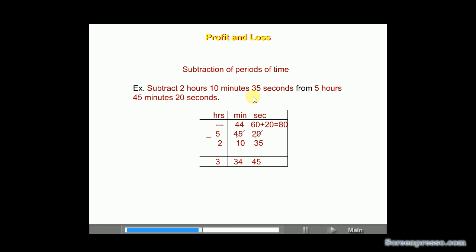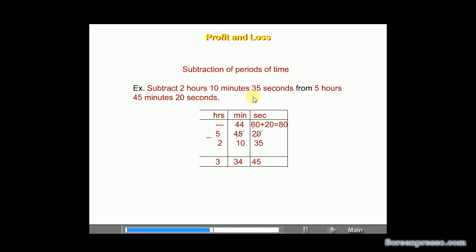As we cannot subtract 35 seconds from 20 seconds, let us borrow 1 minute from 45 minutes. That makes 45 as 44 minutes. Let us convert this 1 minute into seconds. So we get 60 seconds. Let us add the 60 seconds to the 20 seconds that we already have with us. So now we have 80 seconds with us. When we subtract 35 seconds from this given 80 seconds, the remainder is 45 seconds.